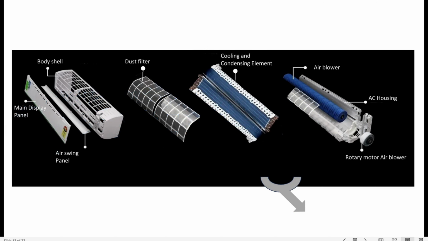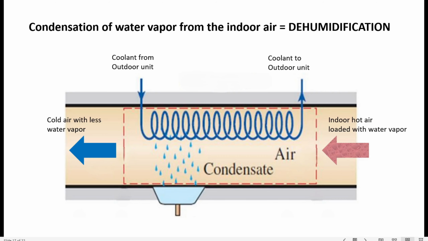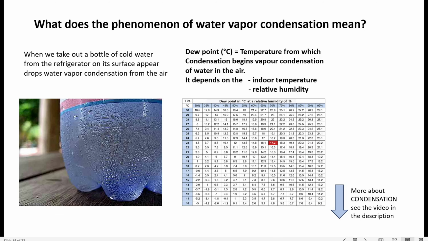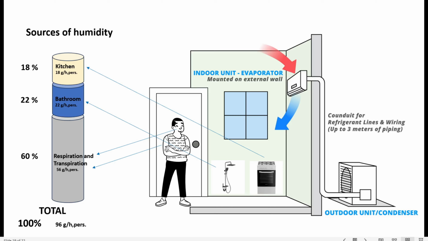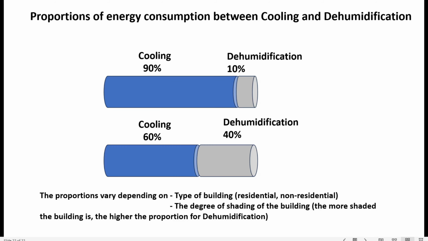We will see the component parts of the indoor unit, and we will describe the physical phenomena that lead to the cooling and dehumidification. We will see the source of interior humidity, the link between the number of people in the building, and the ratio between energy consumption for cooling and dehumidification.